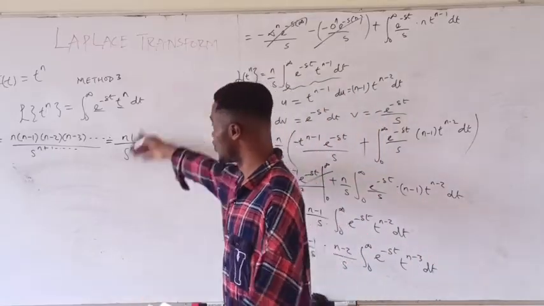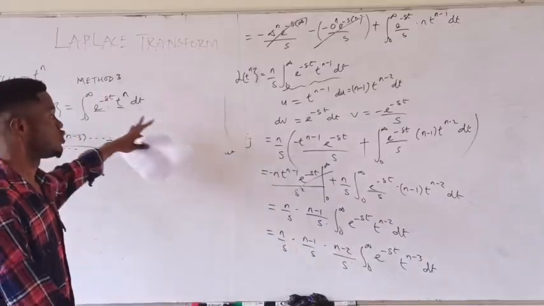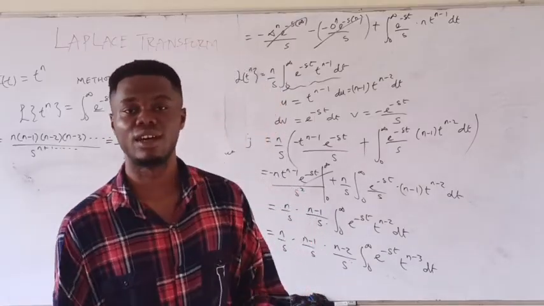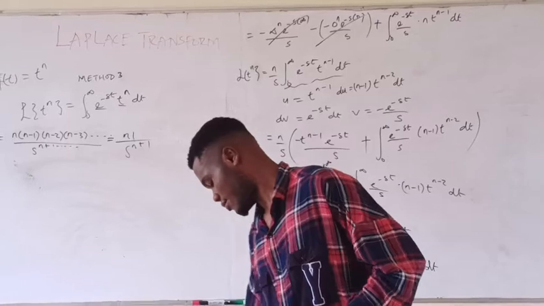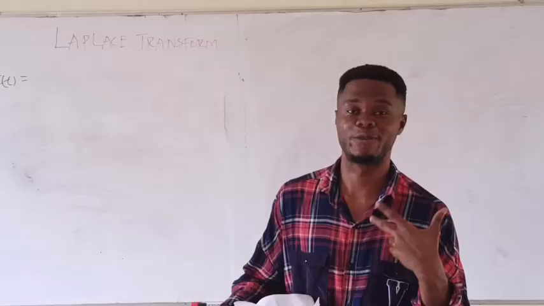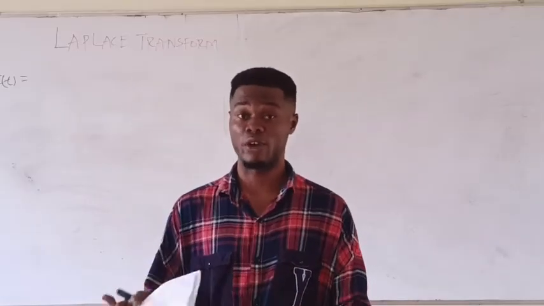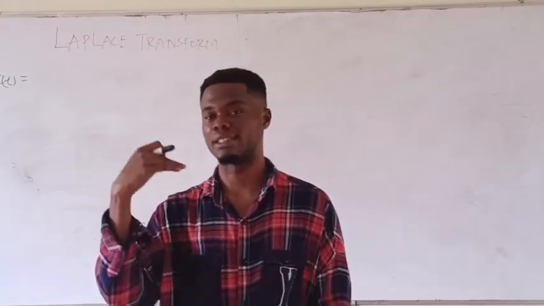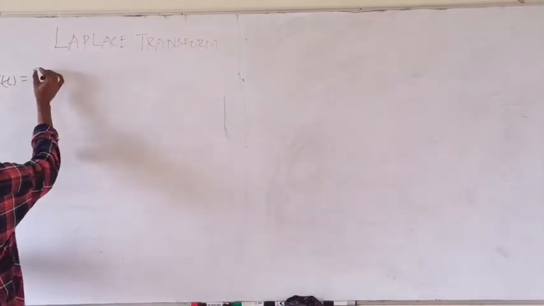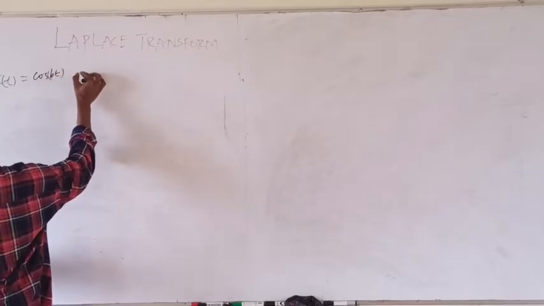This is all I have to do on t raised to the power of n. We are going to go through another f of t and see how we can integrate such a function. We've done the Laplace of a constant, the Laplace of an exponential, and the Laplace of t to the power of n. Now we're going to go through another Laplace, that is the Laplace of when f of t is equal to either cos bt or sin bt.